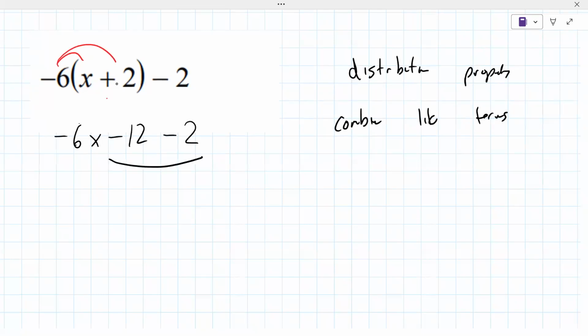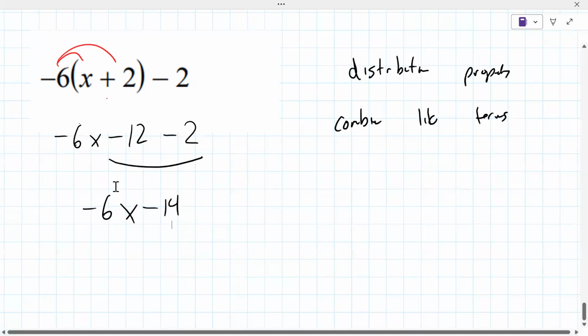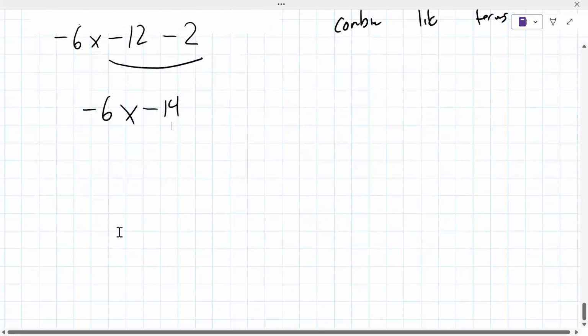So like -12 minus 2, those are like terms. See that? Yeah. Okay. What does -12 minus 2 become? It would be -14. -14. Oh, yeah. Let's try another one here.